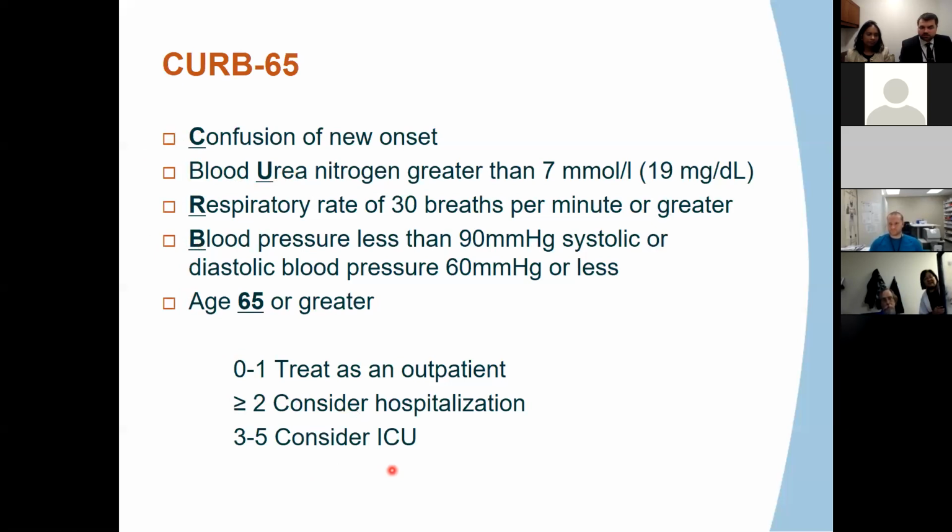All the providers that use CURB 65 should come up with the same scoring system. So that's something that's in the guidelines that I think is very helpful. So that's the CURB 65 score for patients that already have a pneumonia. Let's see.